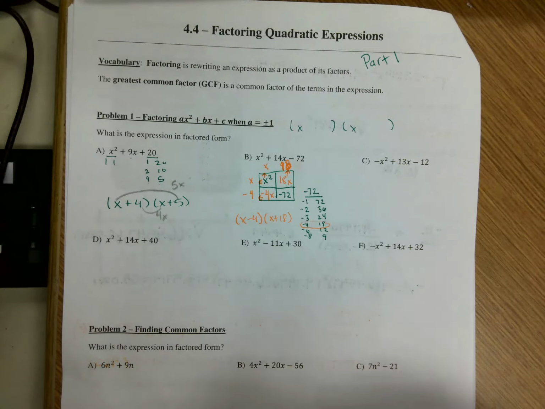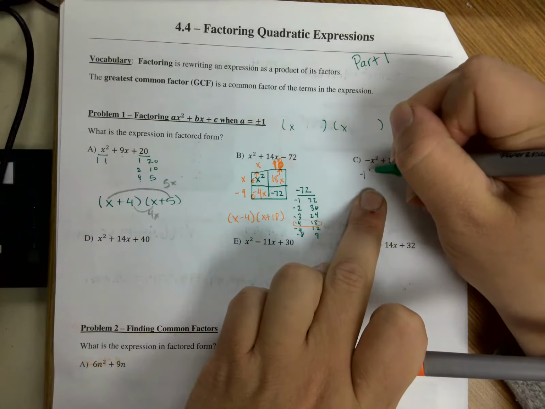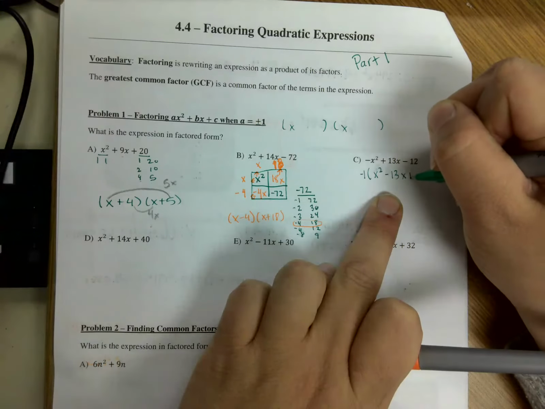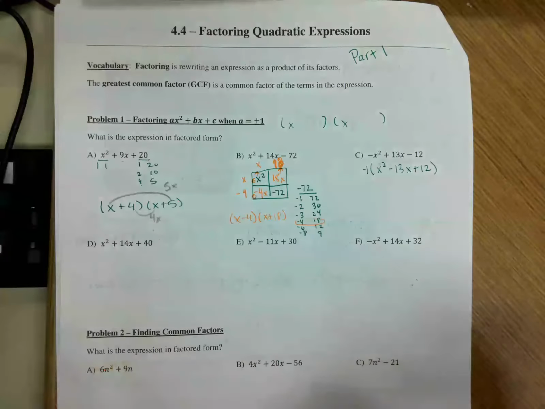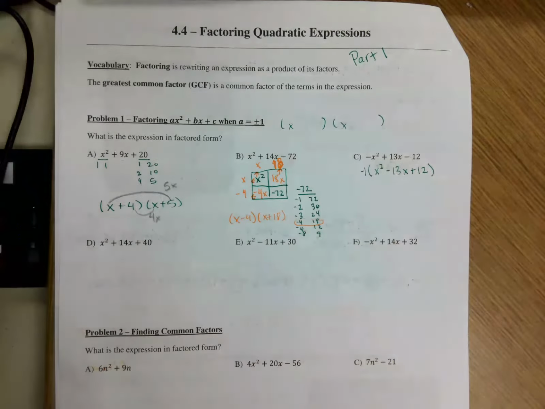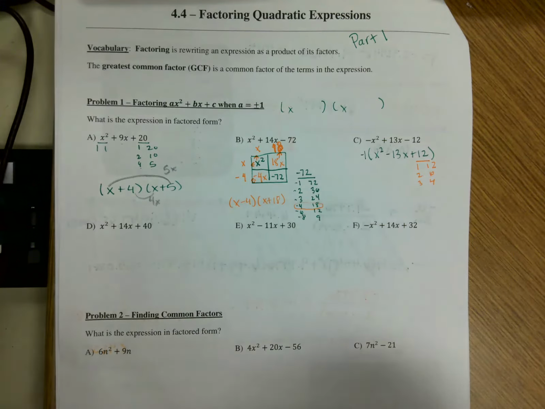Now what if we have a negative out in front? If we have a negative out in front, the first thing we want to do before anything else is take out that negative. And when we take out that negative, that changes all of the signs here. Now I'm going to factor this method because again, when there's no number out in front of the x squared, I feel like it's a little easier. Here are my factors of 12.